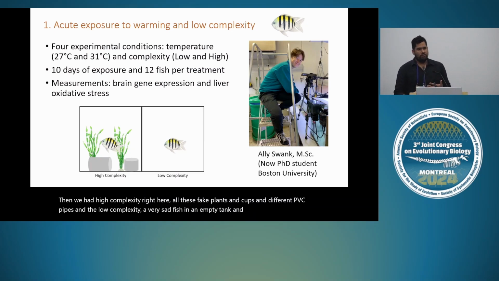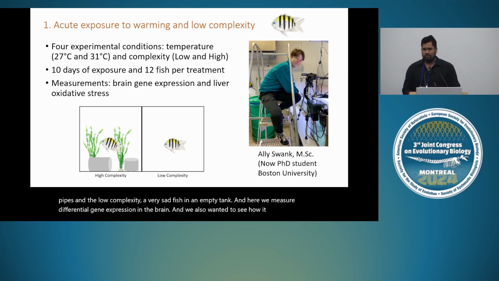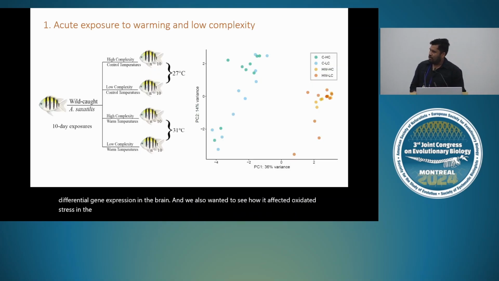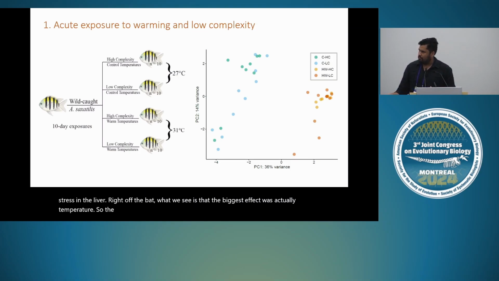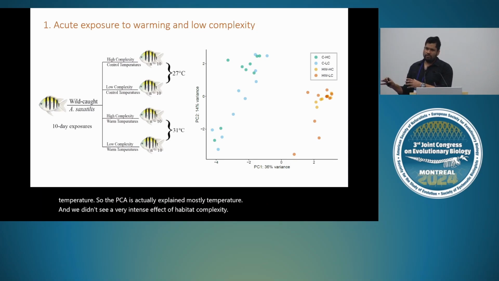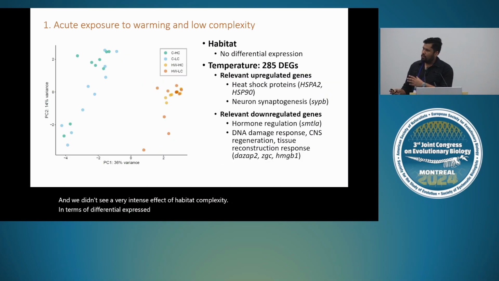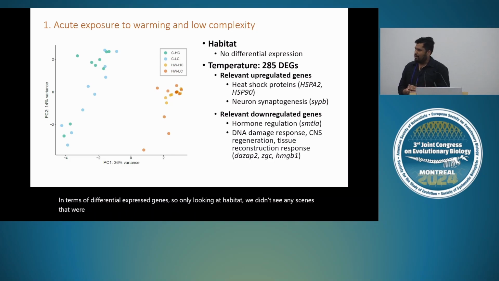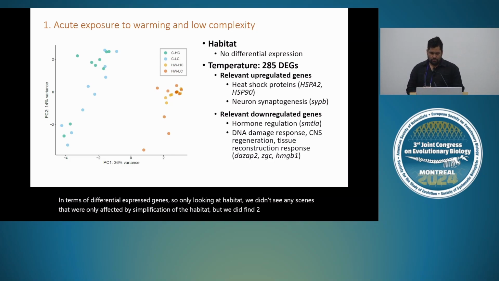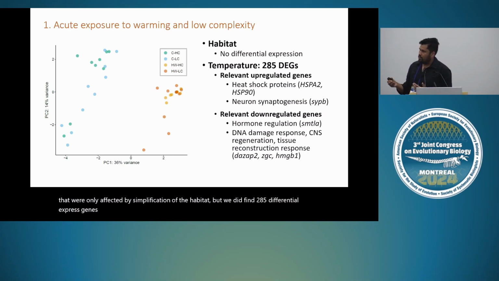And here we measured differential gene expression in the brain, and we also wanted to see how it affected oxidative stress in the liver. Right off the bat, what we see is that the biggest effect was actually temperature. So the PCAs actually explain mostly temperature, and we didn't see a very intense effect of habitat complexity in terms of differentially expressed genes. So only looking at habitat, we didn't see any genes that were only affected by simplification of the habitat, but we did find 285 differentially expressed genes that were associated with temperature.